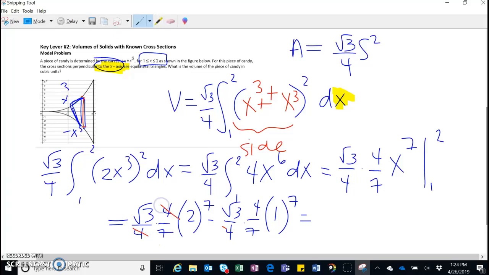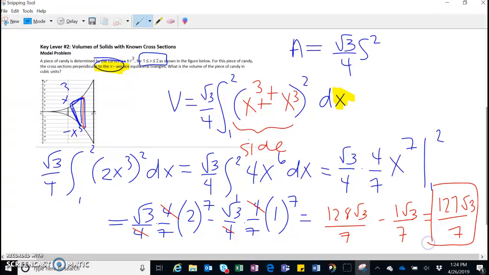These 4's cancel. And I've got 2 to the 7. 2 times 2 is 4, times 2 is 8, times 2 is 16, times 2 is 32, times 2 is 64, times 2 is 128. Promise, I get 128 root 3's over 7 minus 1 root 3 over 7 for a final answer of 127 root 3's divided by 7.